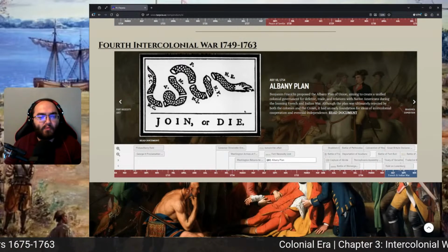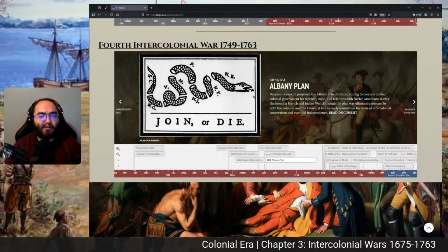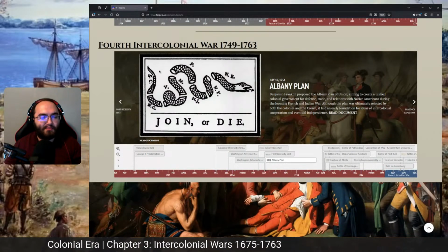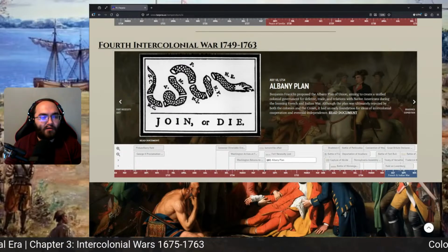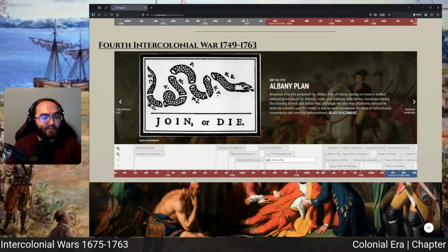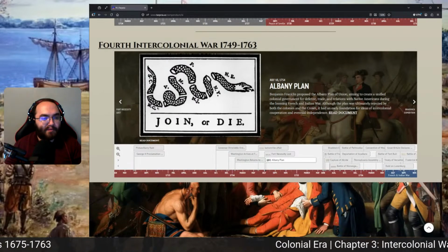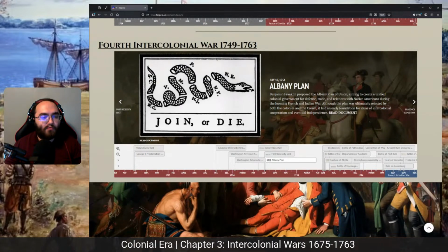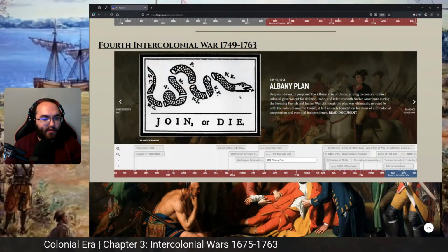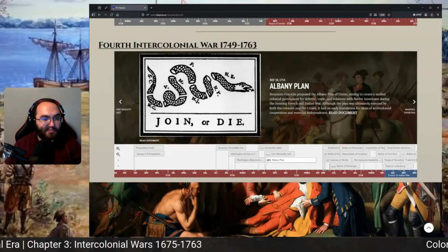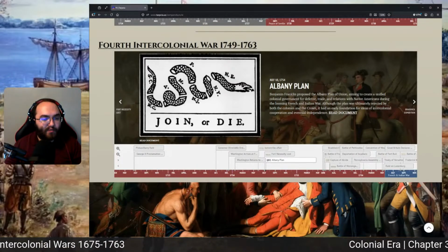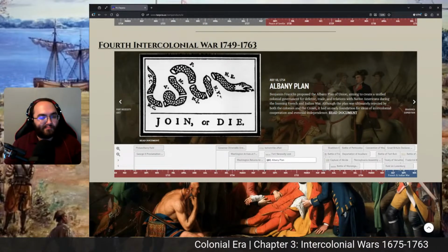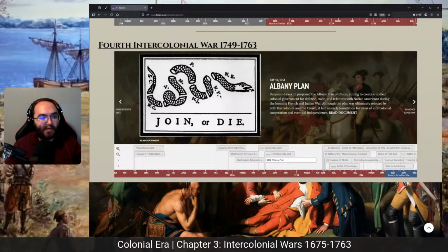And so Benjamin Franklin, being a printer and publisher, makes this image of a snake that's been chopped up. And each piece of the snake is a different colony. And so the snake, when it's chopped up like this, is dead. But if all these different parts were joined together, then the snake would be strong and be able to fight.